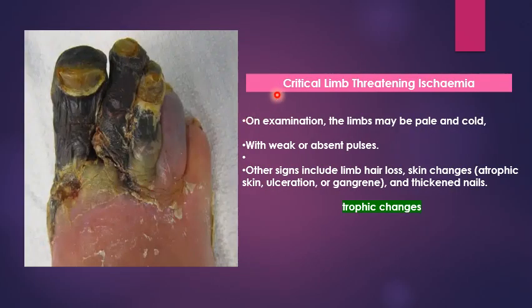Okay, critical limb threatening ischemia. On examination, the limbs will be pale and cold, with weak or absent pulses, and other signs include loss of skin, hair loss, skin changes, smooth skin, atrophic skin, ulceration, gangrene. In this patient, there's massive gangrene of the toes here associated with skin changes as well as thickened nails here. Okay, very severe trophic changes.